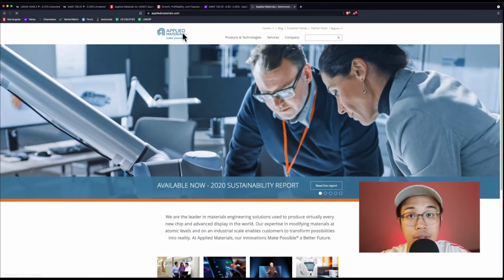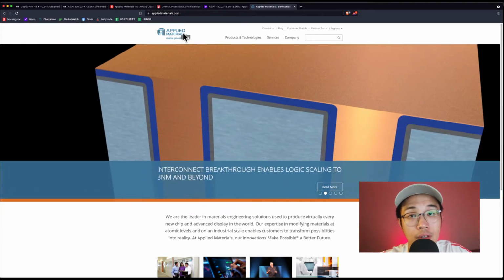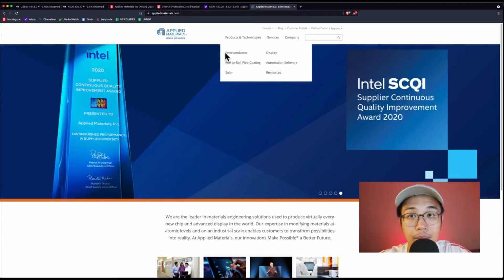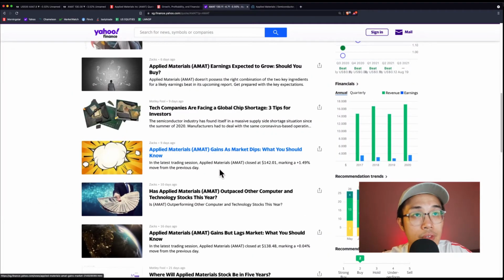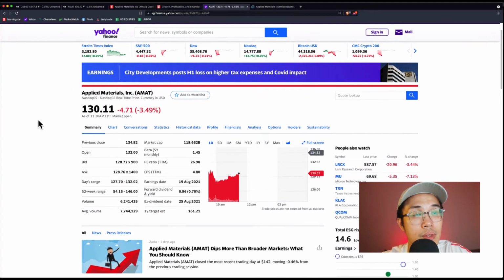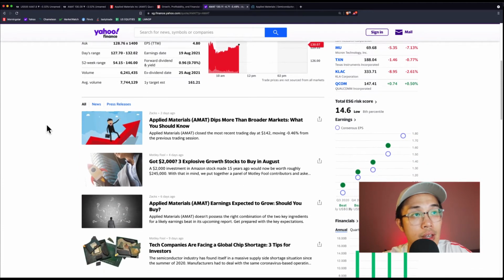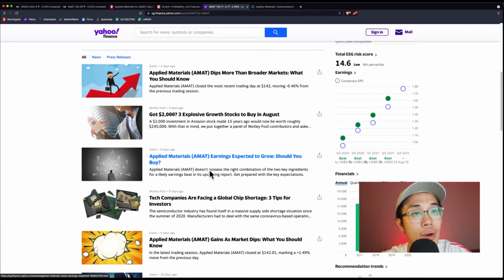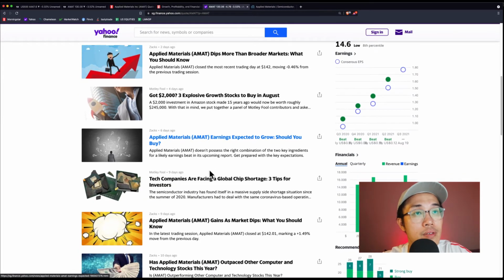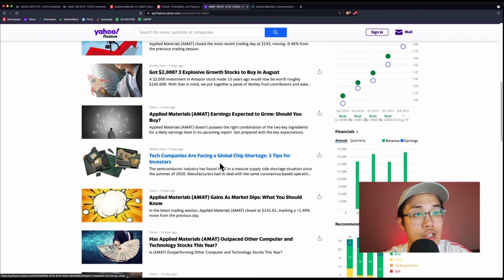Applied Materials is also in the semiconductor space. As we are aware, semiconductors are still in global shortage and in high demand throughout the world today. I believe that they not only produce semiconductor chips for computers, they also produce them for other applications as well. Most of the news talks about the price correction, the earnings that is expected to happen, I think, in a week from now, and also the global chip shortage as mentioned before.